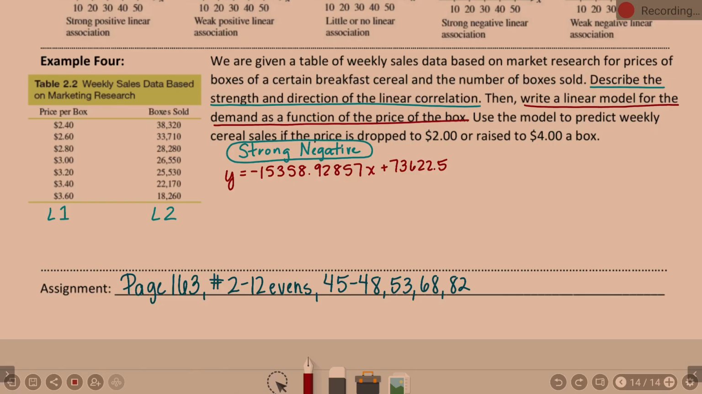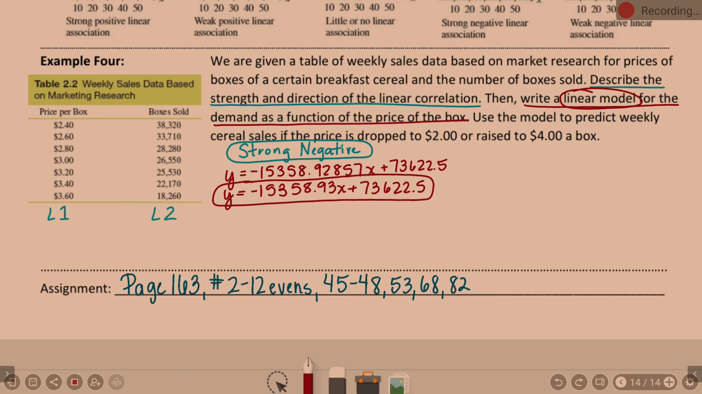If not, what probably went wrong? You probably have a wrong number in your list. Okay, that's the best I can say there. Now, if we round this, could we round this a little bit? We could. I have my final answer of having 2 decimal places. So negative 15,358.93x plus 73,622.5. That's what I have as my linear model.